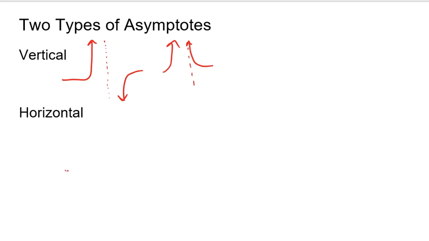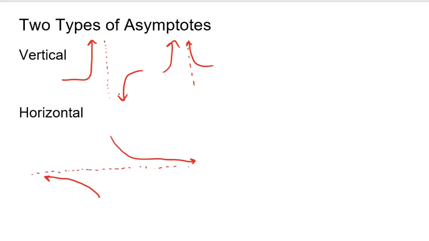Horizontal asymptotes are horizontal lines that look like this. And as a function approaches a horizontal asymptote towards the far end, it'll just keep running and running and never cross that horizontal asymptote. Same thing going towards negative infinity. It'll keep running and running and never actually cross that horizontal asymptote.